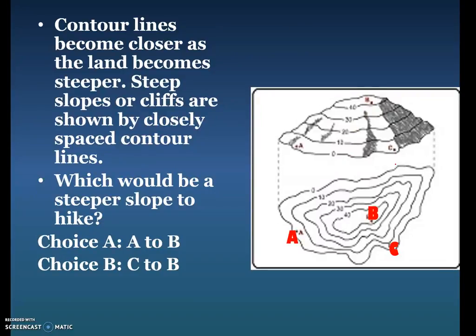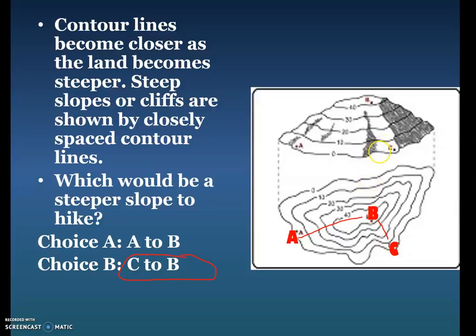Another important note about contour lines is that the closer together contour lines are, the steeper the land is. So if we look at this same island, which would be a steeper slope to hike? A to B or C to B? It would be C to B because the contour lines are closer together. So that tells us that the mountain would be steeper there.